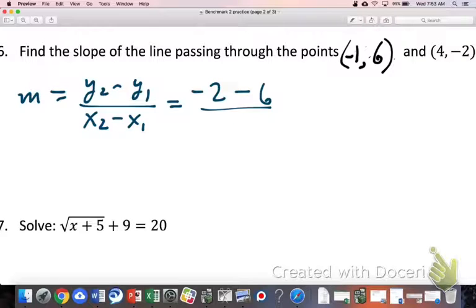Let's hold the markers, please. Thank you. X2 is 4.